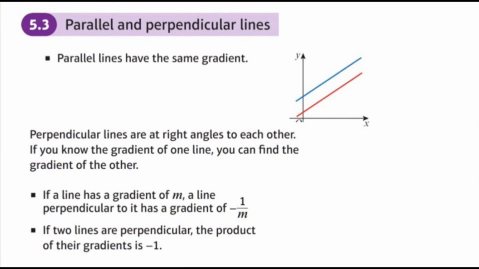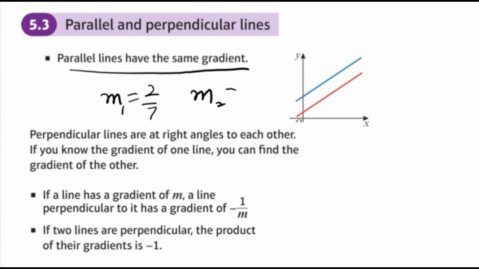Next topic is parallel and perpendicular lines. We did this topic in IGCSE as well. It's just a quick recap. We know that parallel lines have the same gradient. So if they are telling us two lines are parallel, we can say they have the same gradient. So if the gradient of one line is 2 over 7, the other line's gradient is also 2 over 7.